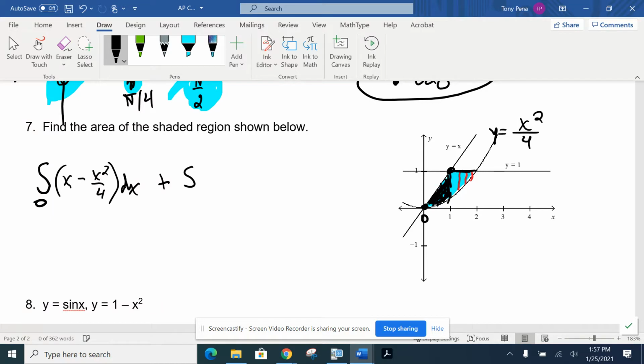between 0 and 1, the line x is on top, x squared over 4 is on the bottom. But if we move to the right of that point, so starting at 1 through 2, the top curve changes. Now the top curve in here is a 1. The bottom is still this parabola, x squared over 4. So then those would be our 2 different integrals. That's another way we may have to set up multiple integrals, if the top or the bottom curve changes, which is not unusual. Okay, something that we want to see and recognize.